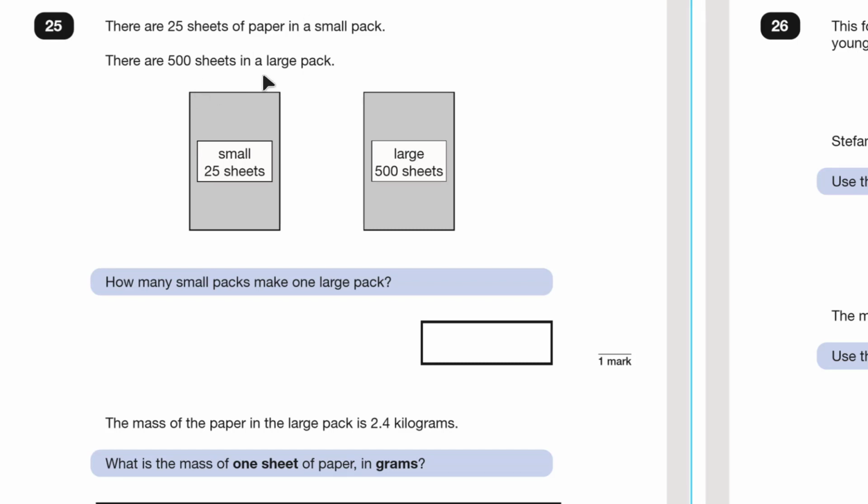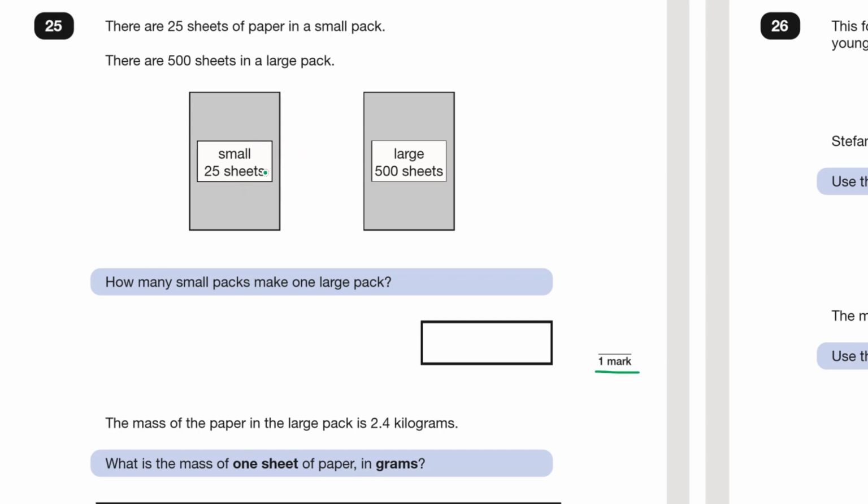There are 500 sheets in a large pack. How many small packs make one large pack? That's the first part of the question. Then there is another part of the question, but we're just going to look at part one to begin with. It's a 1 mark question, so it should just be one calculation.